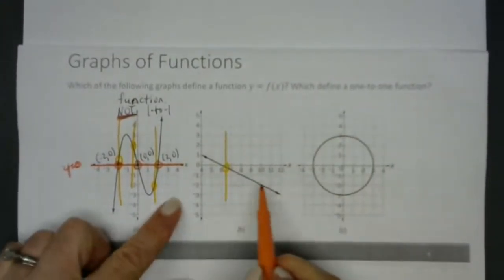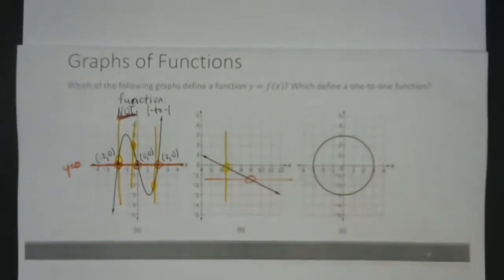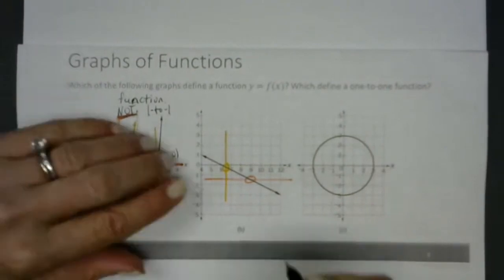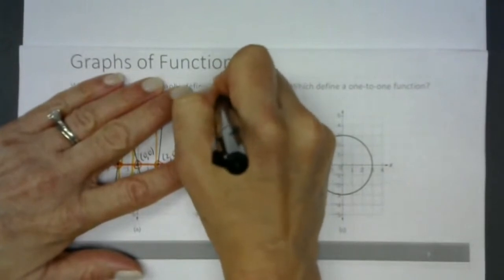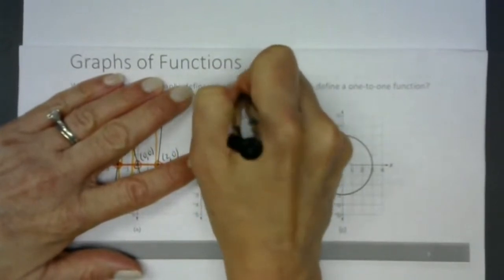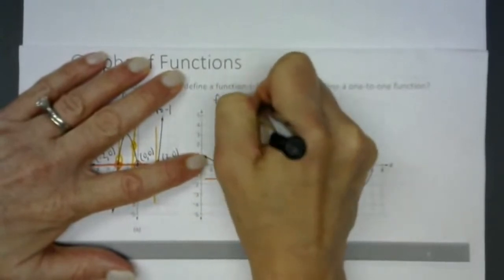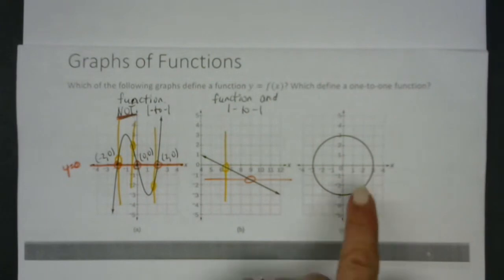Also, there's no horizontal line that I can imagine that would intersect that graph in more than one place. So this passes both the horizontal and the vertical line test. So I would say, yes, it is a function, and it is one-to-one, right? It passes both the horizontal and vertical line tests.